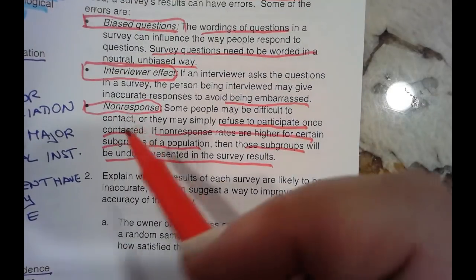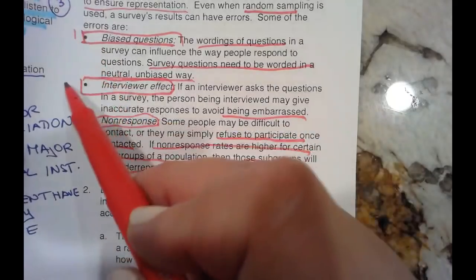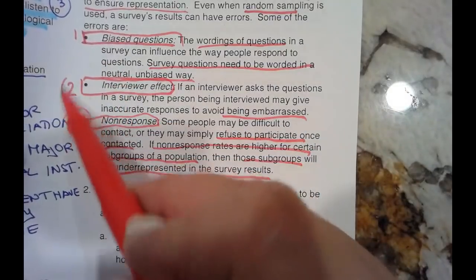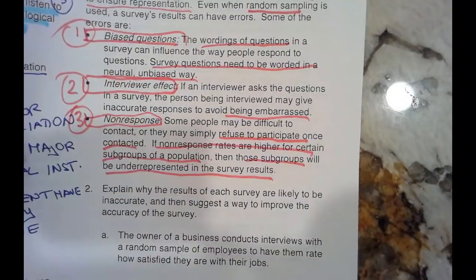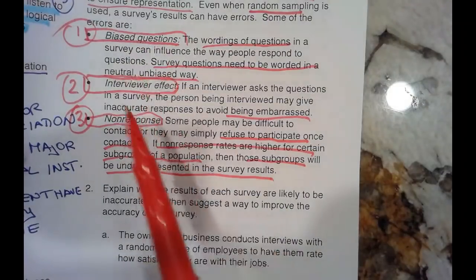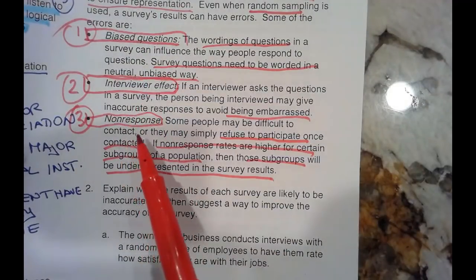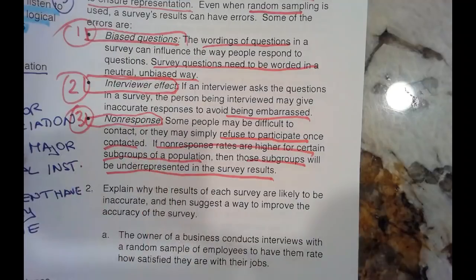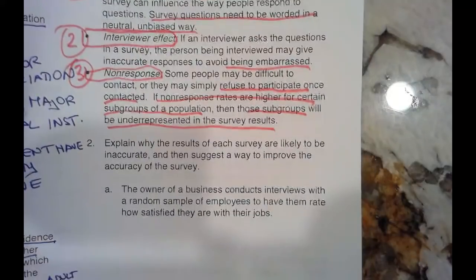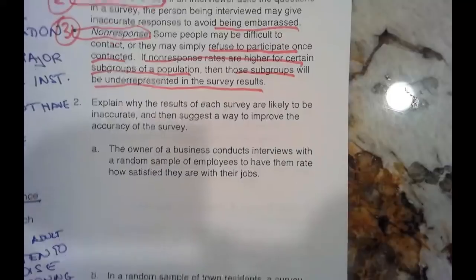So you have to be able to identify these three errors, and you have to be able to clearly state the name of that error. So biased questions, interviewer effect, or non-response. Those are the three you need to be able to identify. So we have a next scenario.